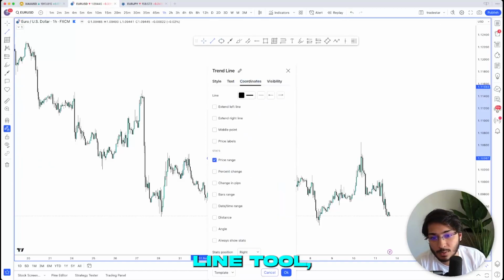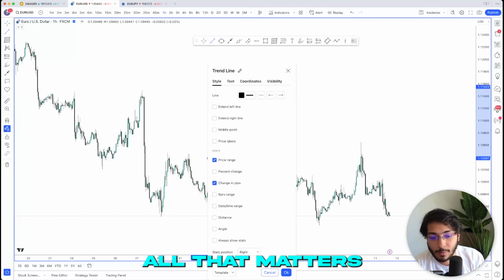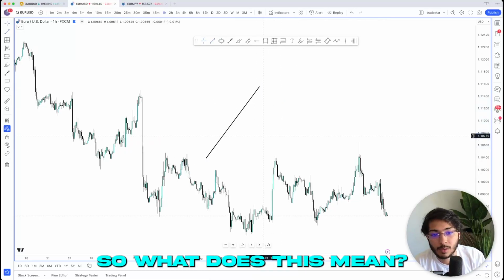On the trend line tool, what I like to do is I like to do the change in pips and not the change in price range. That doesn't matter to me. All that matters to me is pips. So what does this mean?